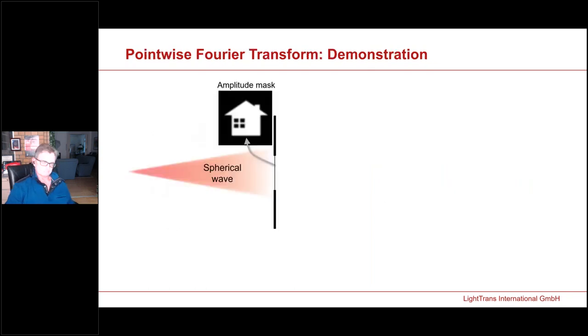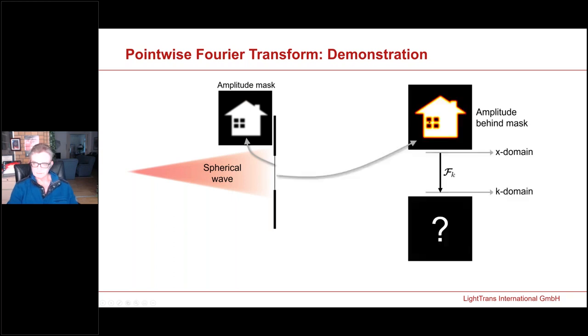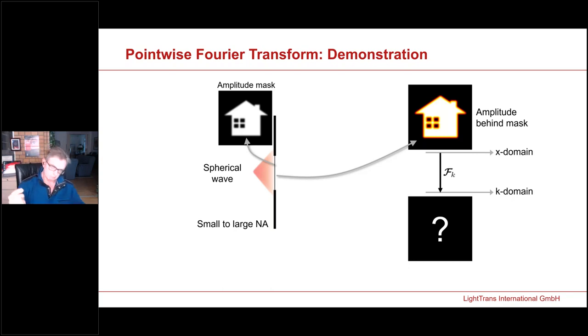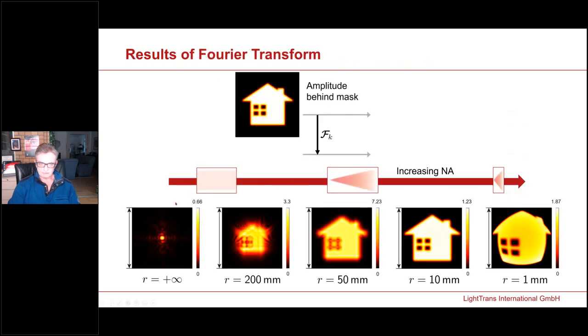And I give you an example. Let's assume you have a spherical wave and you illuminate a mask, a simple amplitude mask. That's a house. And then you have the house here. And then you illuminate, then you have here the amplitude behind the mask. And then you'd like to do the Fourier transform, and you calculate the Fourier transform. So let's do that. But let's do it for an increasing NA. So the angles become larger and larger. That means the wavefront becomes stronger and stronger, with strong curvature, high NA. And now we do that, and then we calculate the integral Fourier transform.